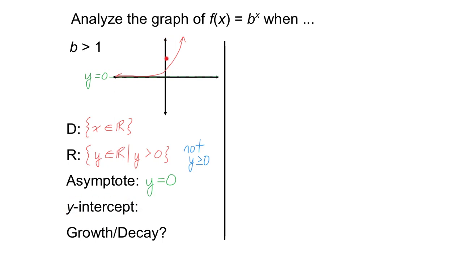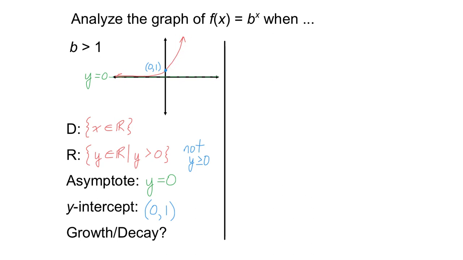Remember, on the y-axis, the value of x is 0. So when x is 0, it doesn't matter what this number is, raised to an exponent of 0, what's the answer? Think back to your exponent rules. Any number with an exponent of 0 is equal to 1. So the y-intercept, when x is 0, y is 1. It doesn't matter what the value of the base is, the y-intercept will be 1.